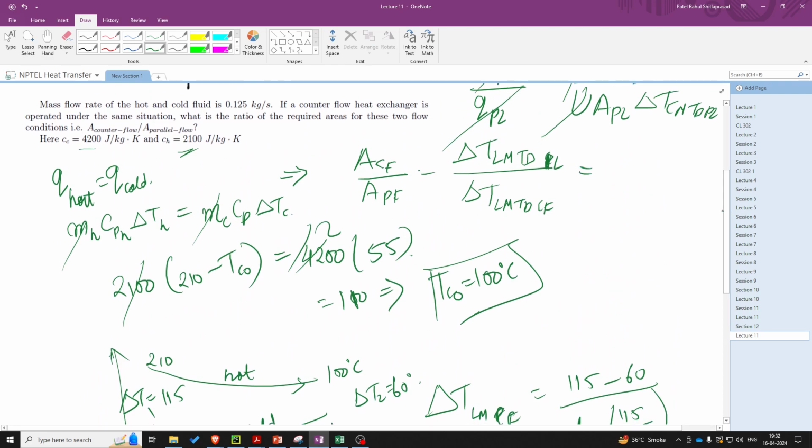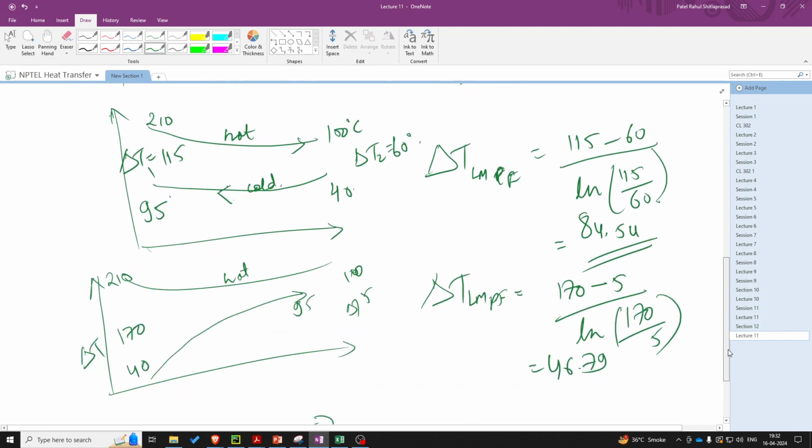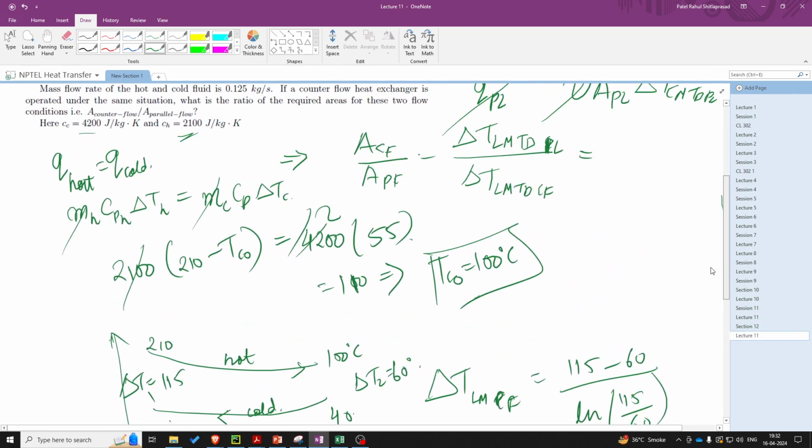So the desired ratio in the question that we were asked to find was ACF upon APF. So delta T for parallel flow, we calculated it as 46.79 upon 84.5. So this ratio will approximately come around 0.55. So from over here, you can see that the area required in the parallel flow will be higher as compared to the area required in the counter current flow. So for the given system, we can say that the counter flow will be beneficial, because in the parallel flow, the area required is almost twice of that.